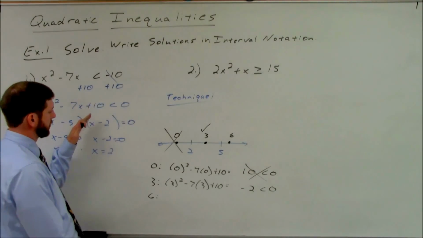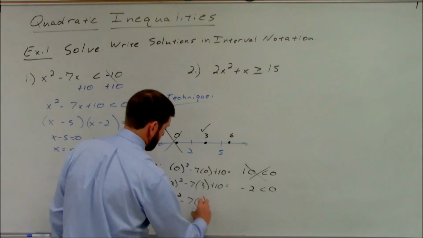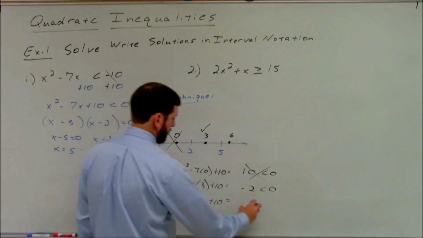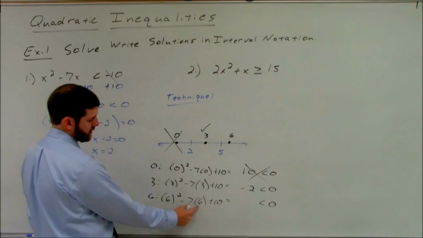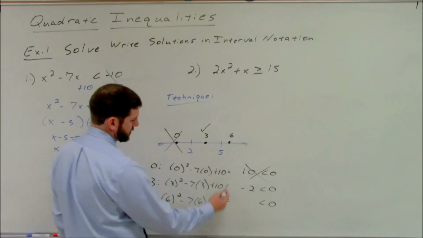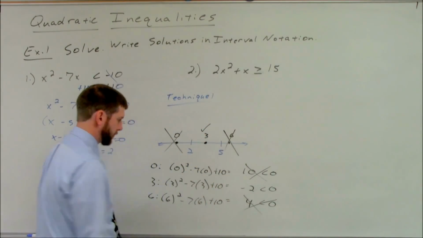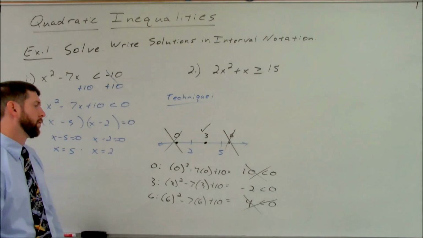And then try the 6. 6 squared minus 7 times 6 plus 10, it's supposed to be less than 0. What's this end up equaling? 36 minus 42 is negative 6. Negative 6 plus 10 is positive 4. 4 is not less than 0, so that interval doesn't work. So there's your solution, the interval from 2 to 5.